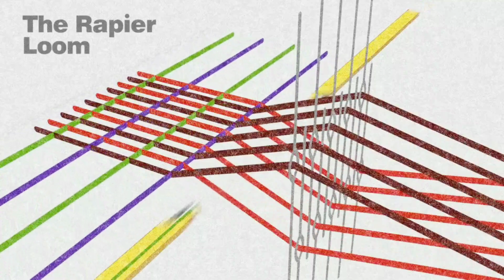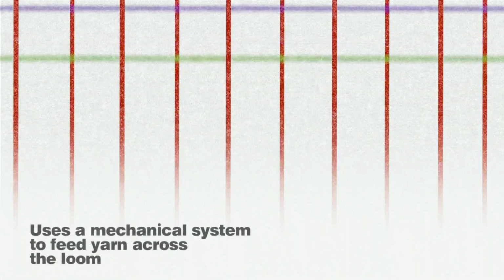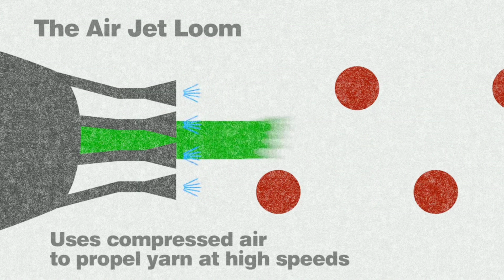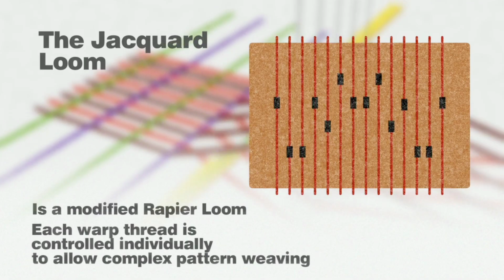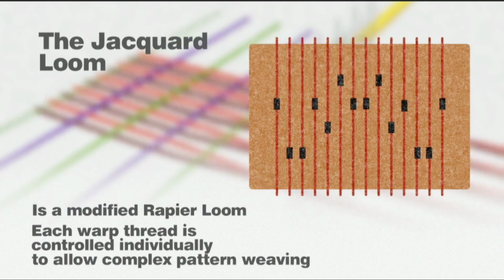The rapier loom uses a mechanical system to feed yarn across the loom. The airjet loom uses compressed air to propel yarn at high speeds. The jacquard loom is a modified rapier loom. Each warp thread is controlled individually to allow complex pattern weave.